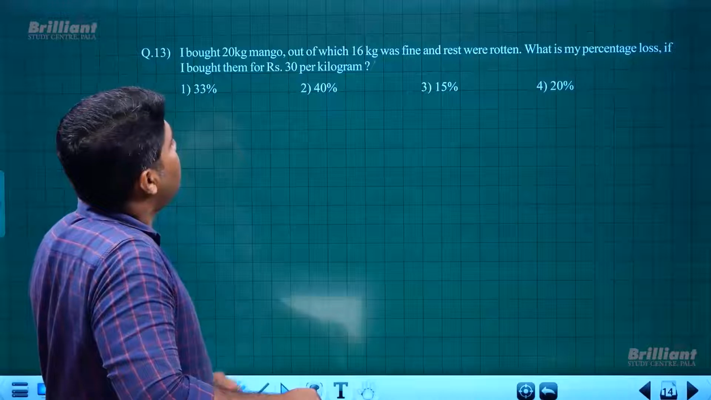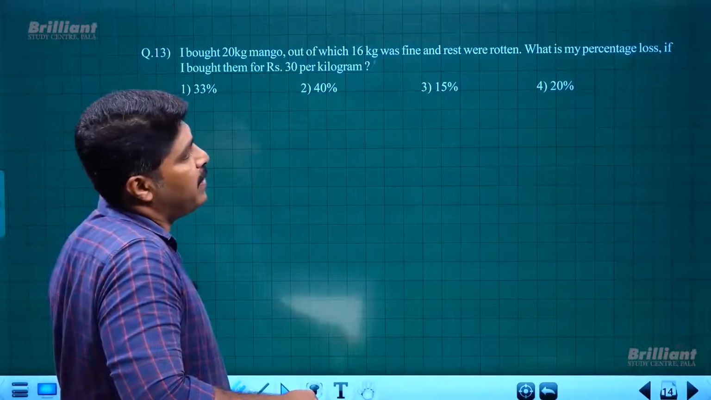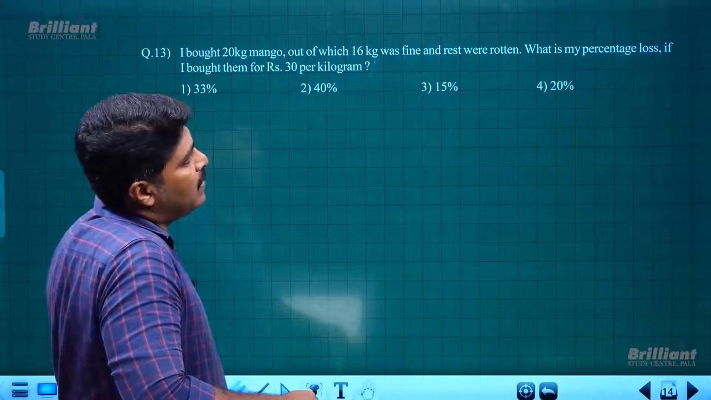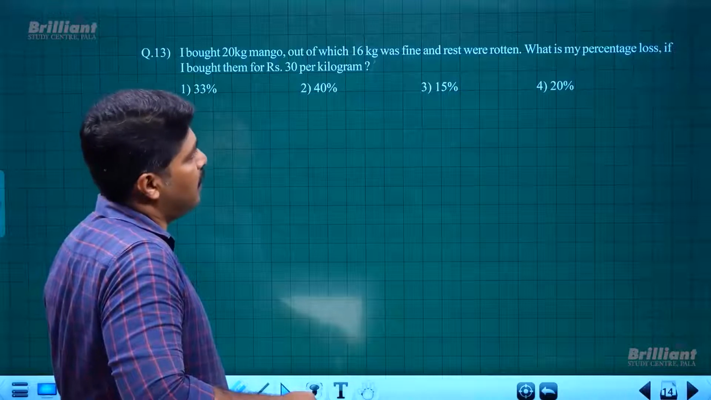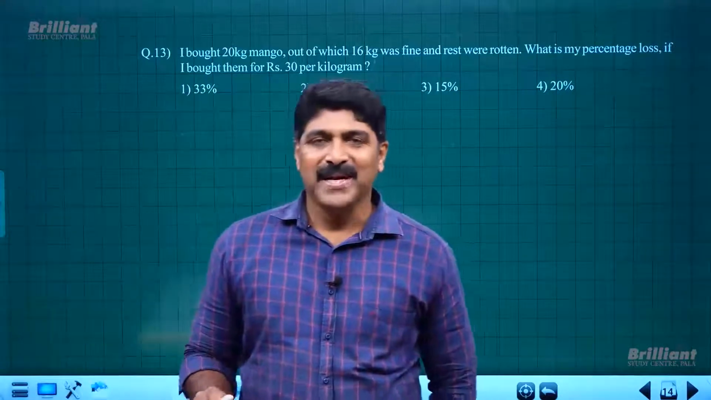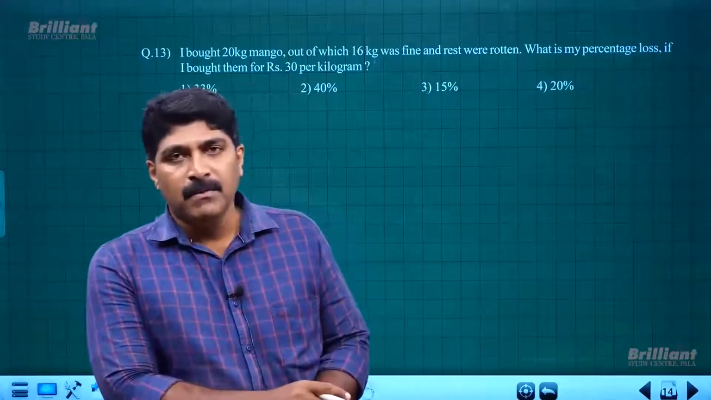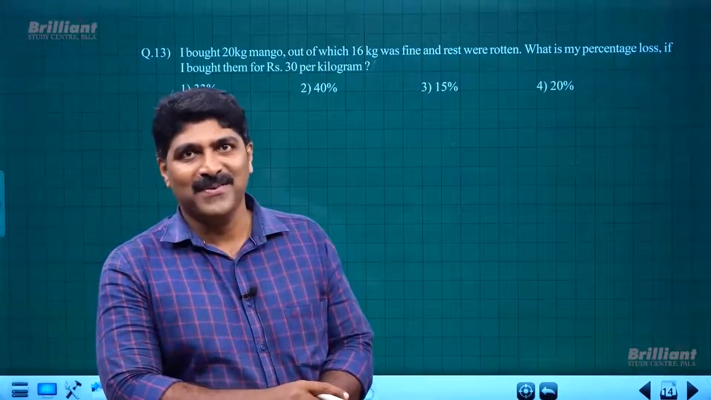I bought 20 kilogram of mango, out of which 16 kilogram was fine and the rest were rotten. What is my percentage loss if I bought them for ₹30 per kilogram? So maybe it's a slightly confusing kind of question. The question contains irrelevant data, because the cost is given.